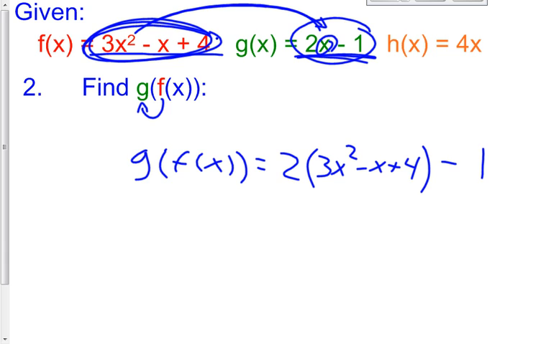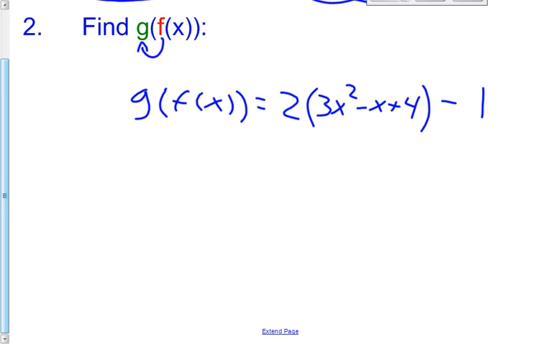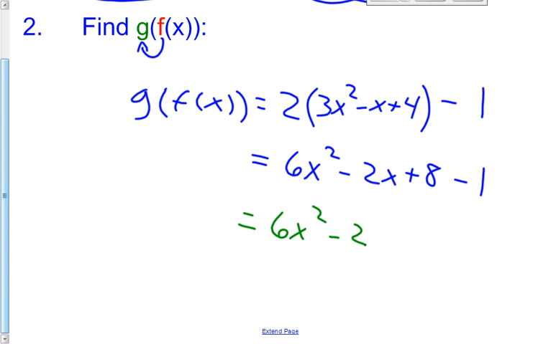Now we simply simplify the right side. So distributing that 2, we get 6x squared minus 2x plus 8. And then we still have our minus 1. So our answer is 6x squared minus 2x plus 7. That is what g of f of x equals.